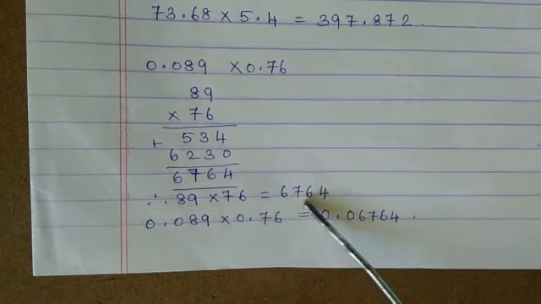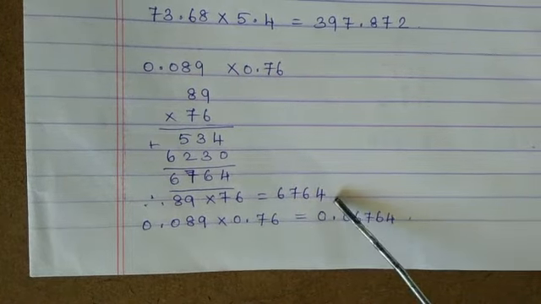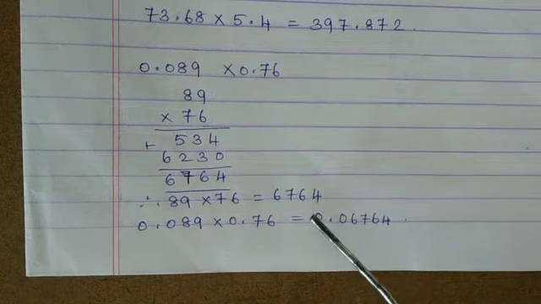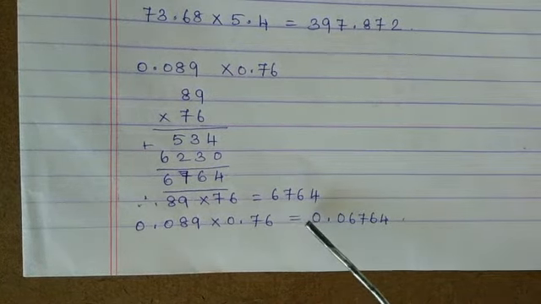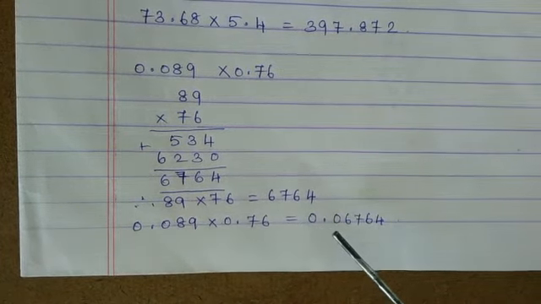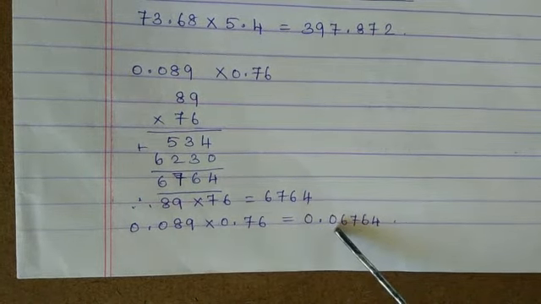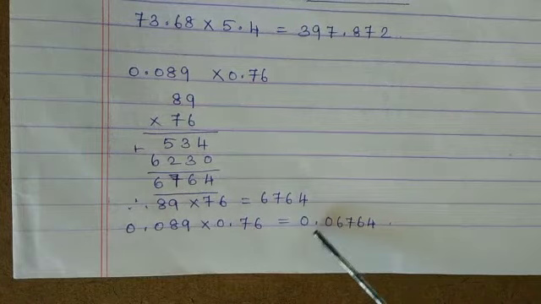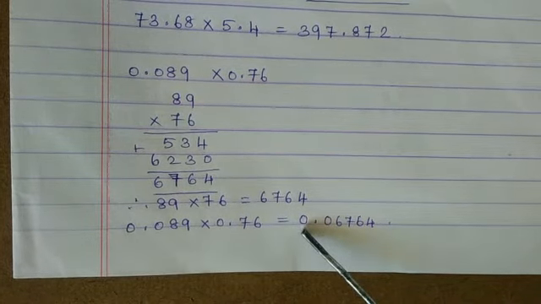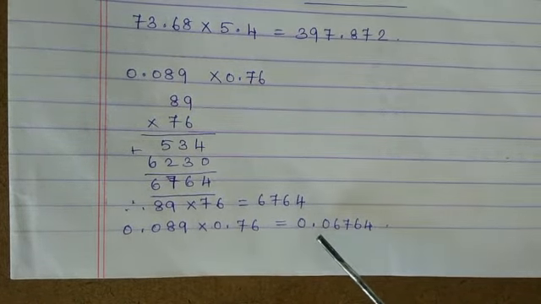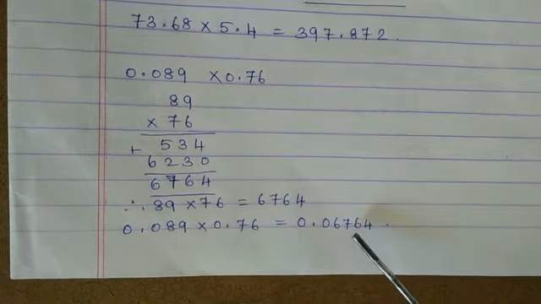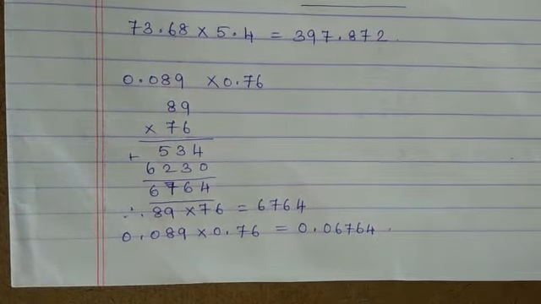Here we have only 4 digits, so we need one more digit. So before this product we will add a 0. That is 0.0, where this 0 is the whole number, then the decimal point, then 06764.